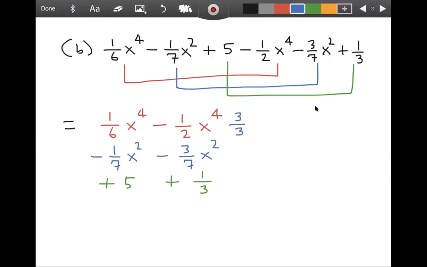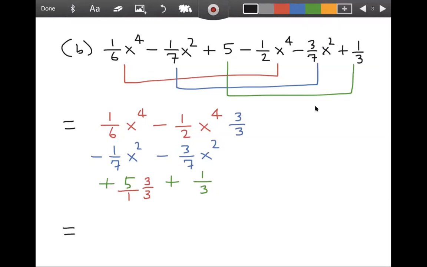The second pair doesn't need a common denominator. It already has one. And then in the last pair of terms, I'm going to think of this as 5 over 1, and I'm going to multiply the top and the bottom of this by 3 over 3.